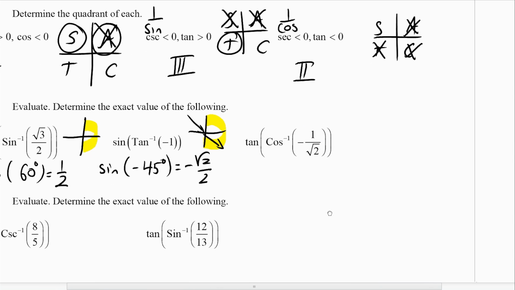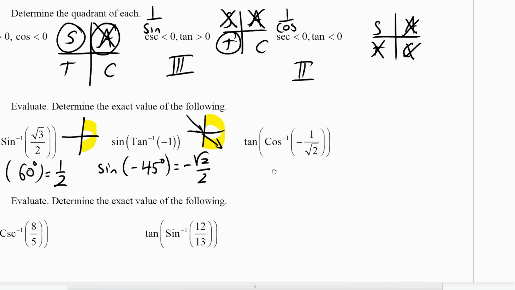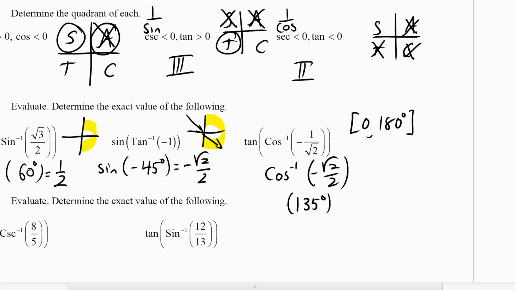Now to finish up this last problem, I'm going to rewrite this as the inverse cosine of negative root 2 over 2. Cosine has a restriction of 0 to 180 degrees. Since it's negative, we're actually talking about 135 degrees. It wouldn't just be 45 because that's where it's positive. Then tangent of 135 degrees is going to have a slope of -1, being in the second quadrant.